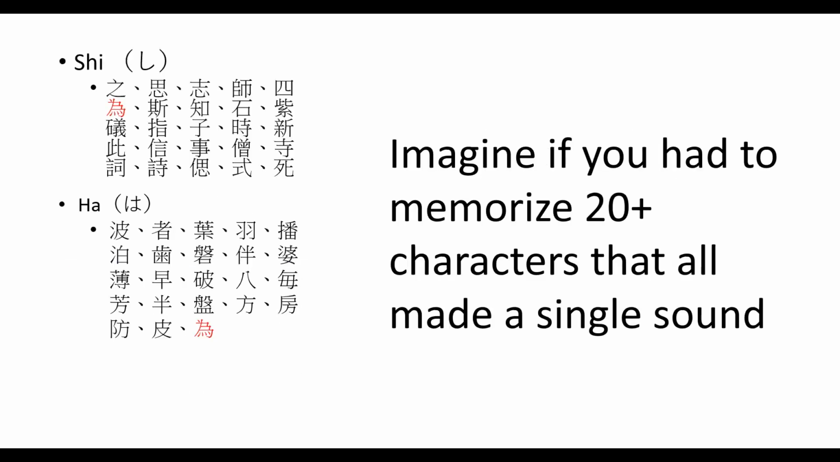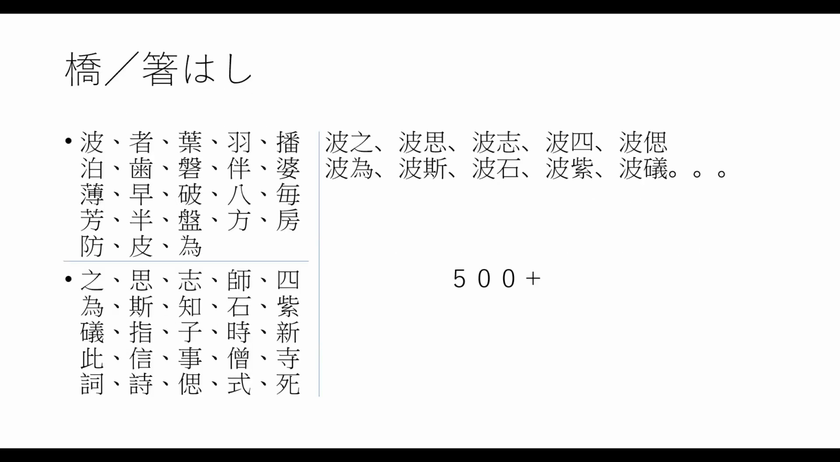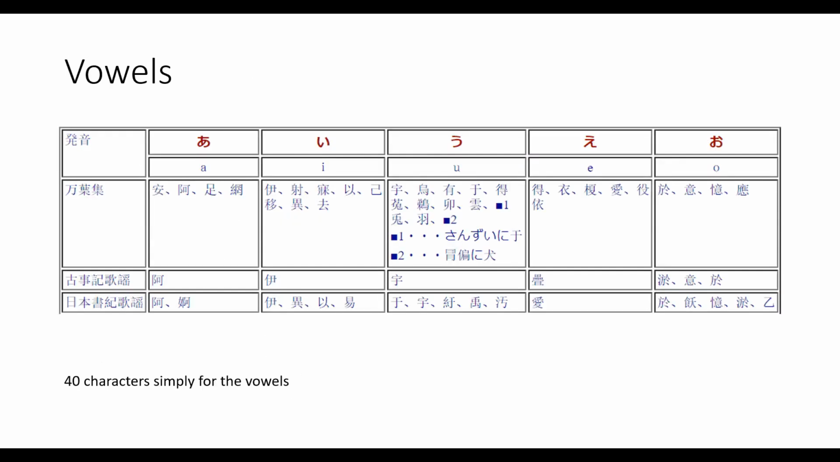If I wanted to write the word hashi or hashi, meaning bridge, or chopsticks depending on the context, I'd be able to choose from any of the characters above or below to produce over 500 possible combinations to write the word hashi. I'm not going to list them all here. There are a few on the right. I would need to memorize 40 characters just to read the vowels.